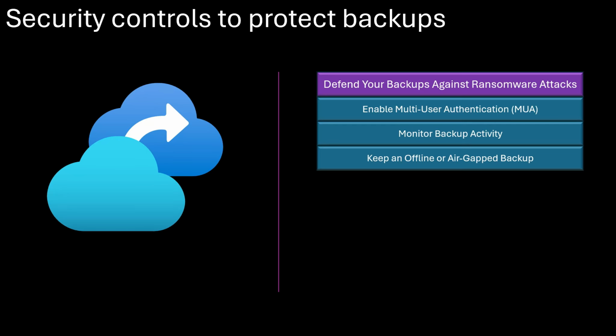Ransomware attacks often target backups first, so you can't restore your data. To prevent this, you should enable multi-user authentication on backup data. This means requiring an additional approval workflow before allowing any backup deletion. You should monitor backup activity. You can use Azure Monitor and Microsoft Defender for Cloud to detect suspicious backup actions like unexpected deletions. And you should keep an offline or air-gapped backup. Plan to store backups outside of Azure or in isolated networks to ensure recovery even in case of a total compromise for your sensitive workload.